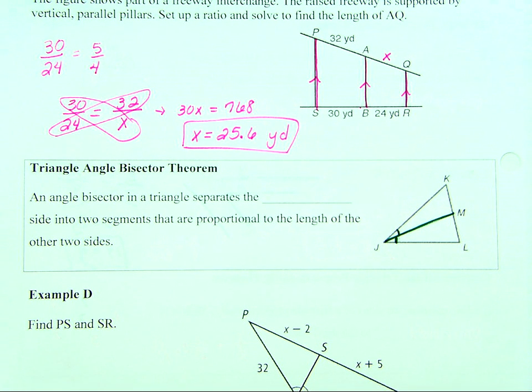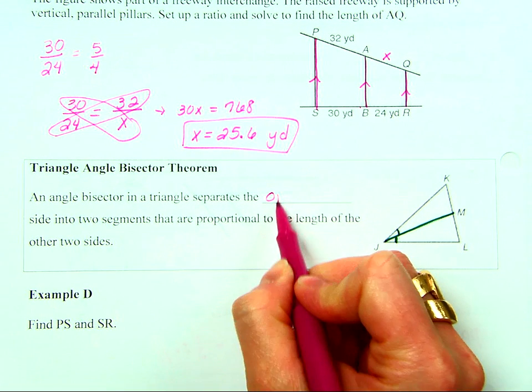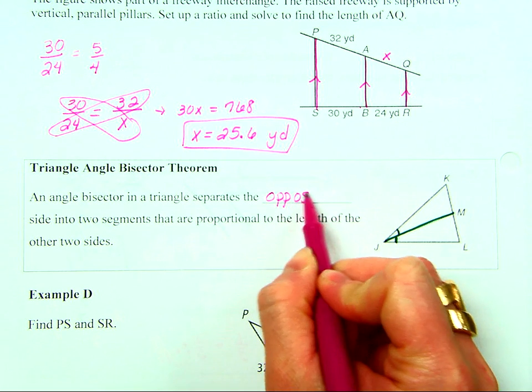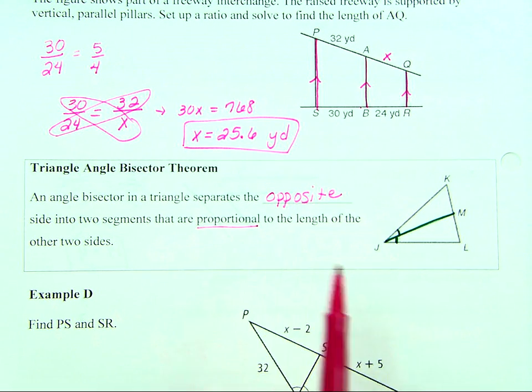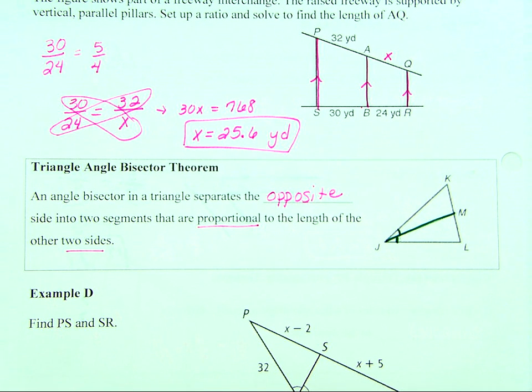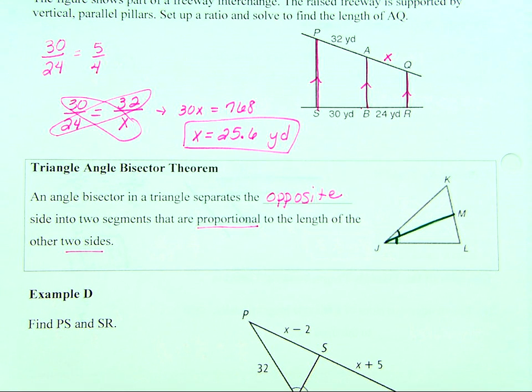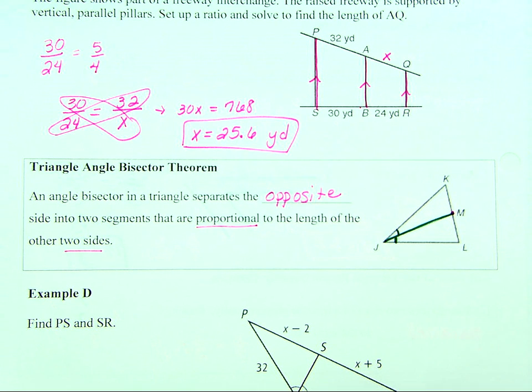Now, the way this is worded, it reads as so. An angle bisector in a triangle separates the opposite side into two segments that are proportional to the length of the other two sides. Well, that can be a little bit confusing. One thing that I will tell you is that M does not necessarily mean it's a midpoint. It's not necessarily in the middle.